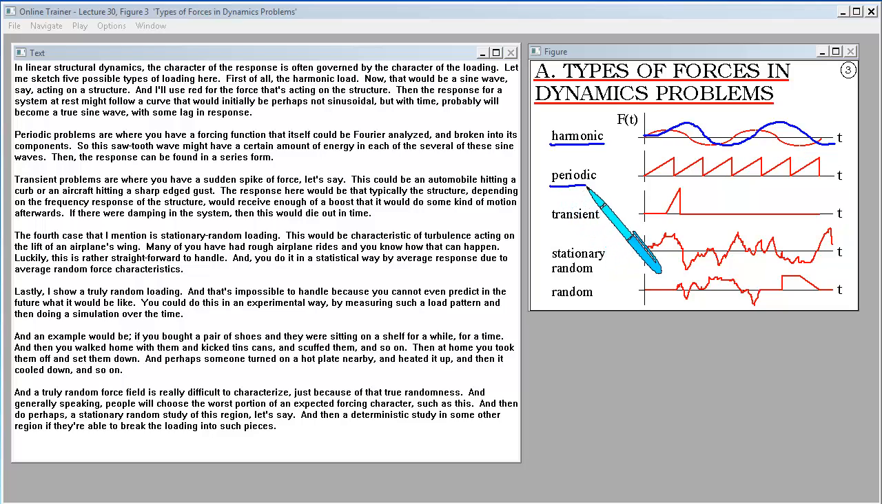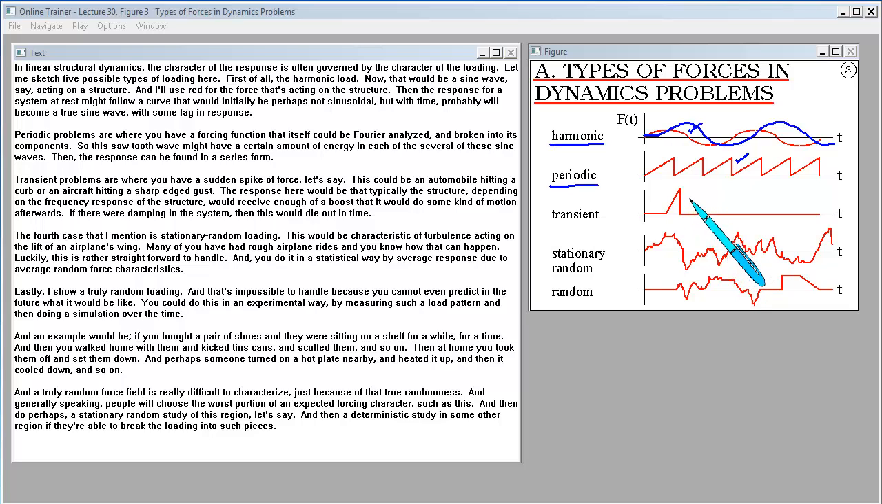Periodic problems are where you have a forcing function that itself could be Fourier analyzed and broken into its components. So this sawtooth wave might have a certain amount of energy in each of several of these sine waves. Then the response can be found in a series form.